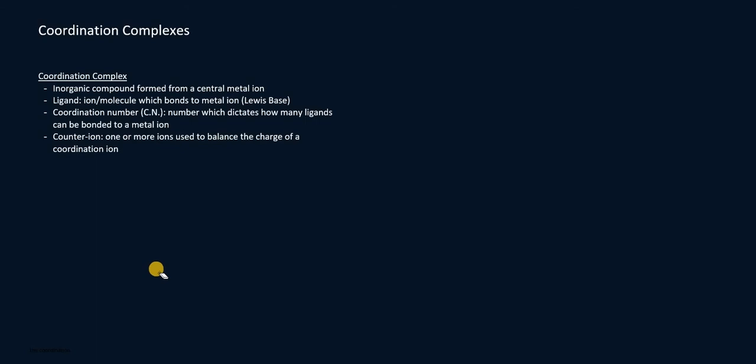Before, we talked about an adduct as the product of a Lewis acid-base reaction. Well, a coordination complex is just a special type of adduct that you get from a coordination reaction. A coordination complex can be described as an inorganic compound which is formed from that central metal ion, which is acting as your Lewis acid. And we also have to introduce some special vocab terms here, special terms that are used for coordination reactions.